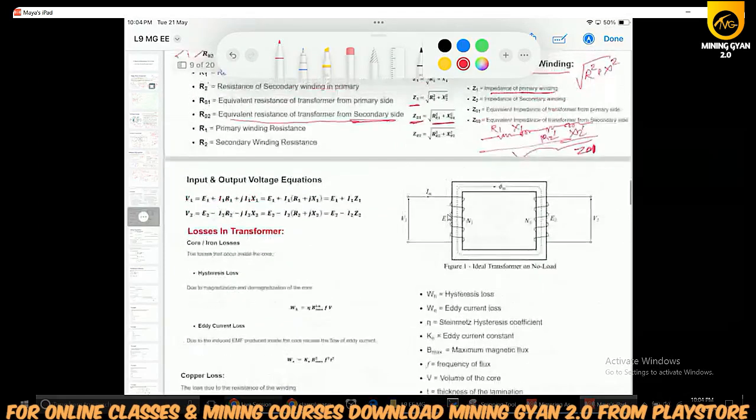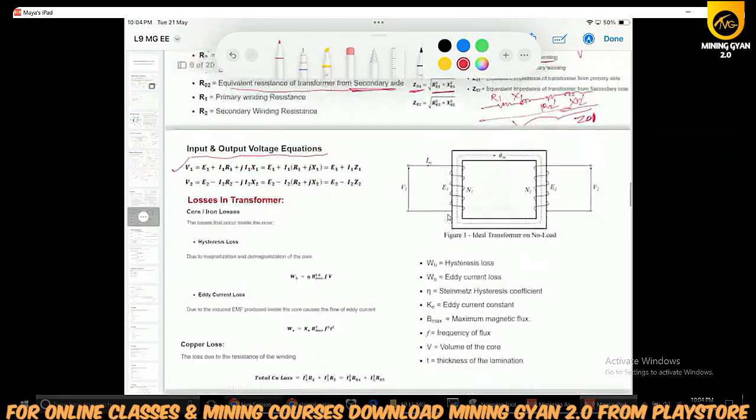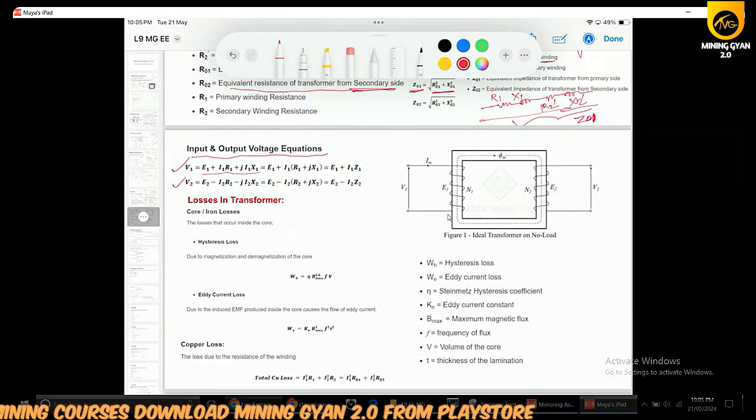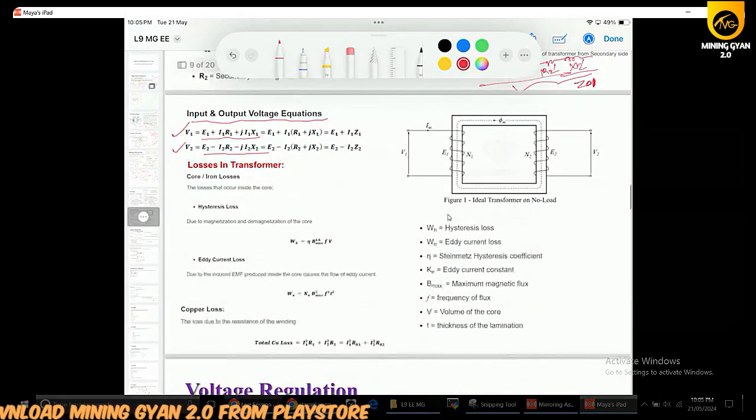Then how to calculate the input and output voltage equations. This is the input voltage and this is the output voltage. In an ideal transformer, obviously R1 is 0, X1 is 0, R2 is 0, X2 is 0. But in a practical transformer, obviously R and X will be non-zero. So likewise you can calculate the total input and output voltages.